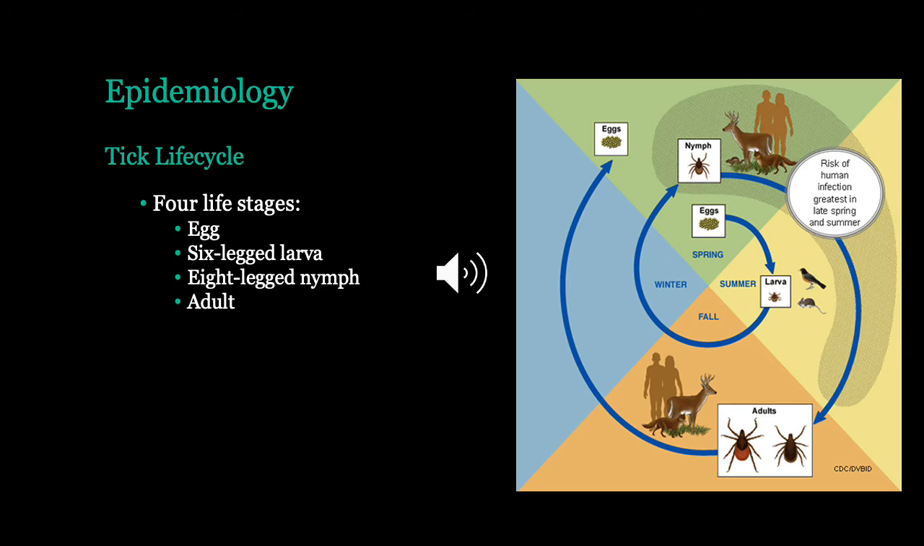As mentioned earlier, Borrelia burgdorferi is transmitted to humans through ticks. The life cycle of a tick is typically 2 years in length. There are 4 life stages within this: the egg, larva, nymph, and adult. To look at the life cycle in more detail, we can see in the first year of the tick's life it is either an egg or a larva.